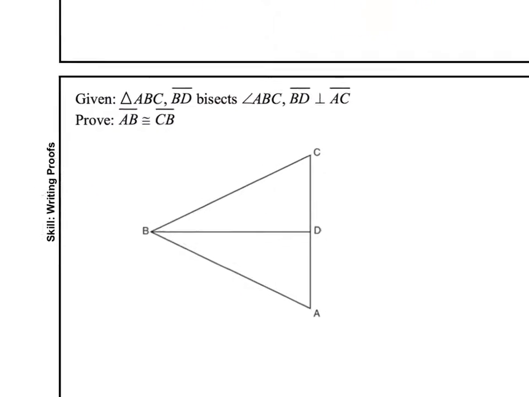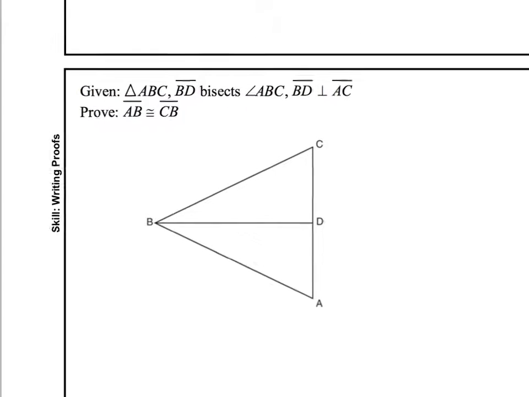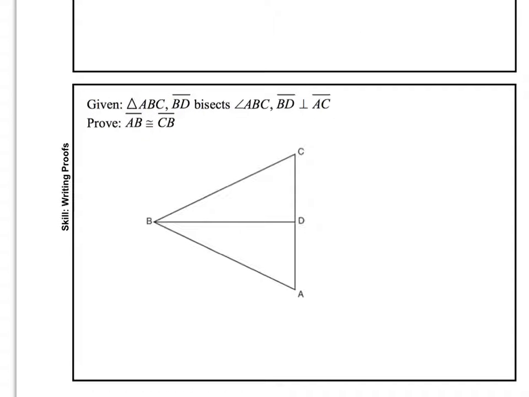This is the real one we want to take a look at. So number two. It says triangle ABC, BD bisects angle ABC, and BD is perpendicular to AC. So let's start off, and it says prove AB is congruent to CB. Remember, this is a CPCTC proof because it's telling us to prove a part is congruent. So let's mark our givens.